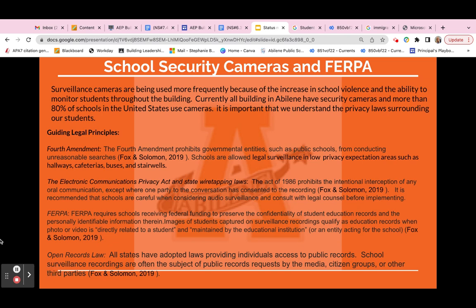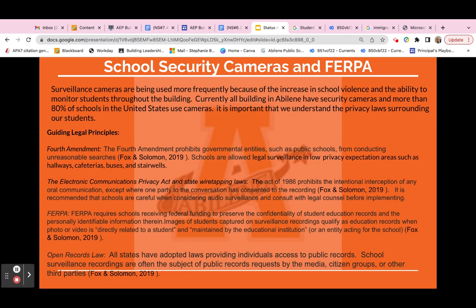Moving on to looking at schools and security cameras in FERPA. Surveillance cameras are being used more frequently because of the increase in school violence and the ability to monitor students throughout the building. Currently, all buildings in Abilene have security cameras, and more than 80% of schools in the United States use cameras. It is important that we understand the privacy laws surrounding our students.